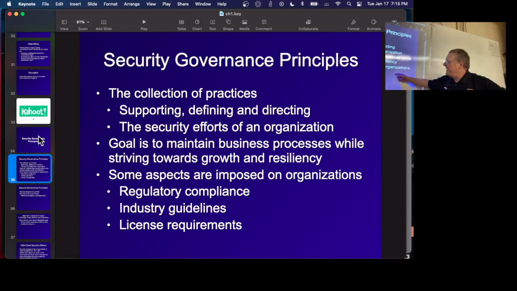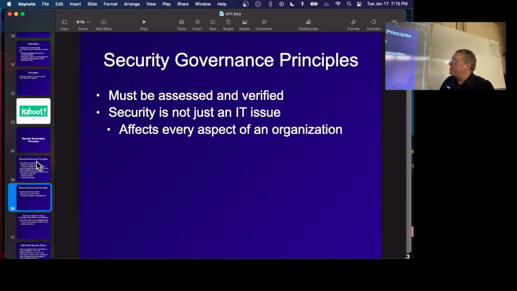There are a lot of aspects that are imposed from the outside, like regulatory compliance, industry guidelines and license requirements. The government imposes regulations on you. You have compliance standards to meet the standards of certain industries, like if you're going to have a credit card, you have to achieve PCI compliance, and you have license requirements from the software you use that limit what you can do. These are some of the many things that limit what you can do, and you have to manage them, which is called governance.